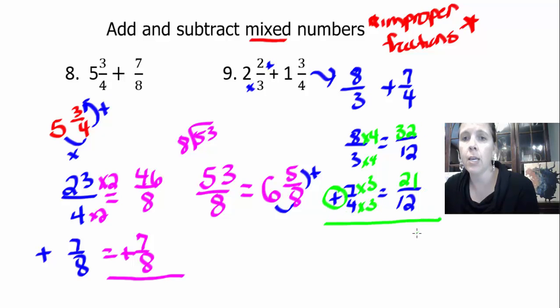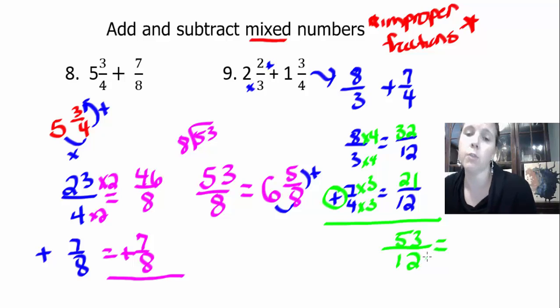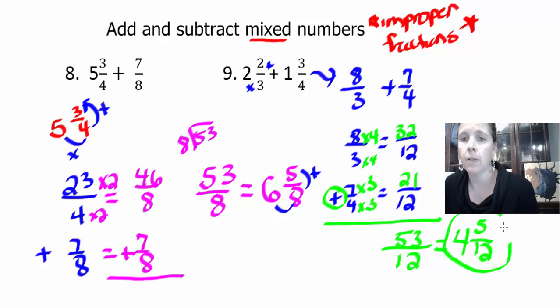So 53 over 12. These are numbers we're not used to. Then you have to change it back to a mixed number. 12, 24, 36, 48. This is like the same one over here. 4 and 5/12. Yep. There are lots of steps, but just take your time and do it correctly.